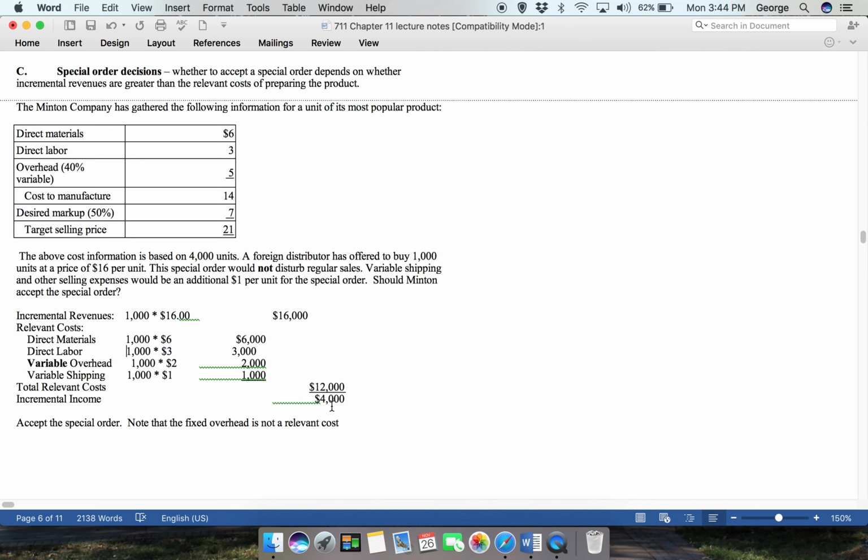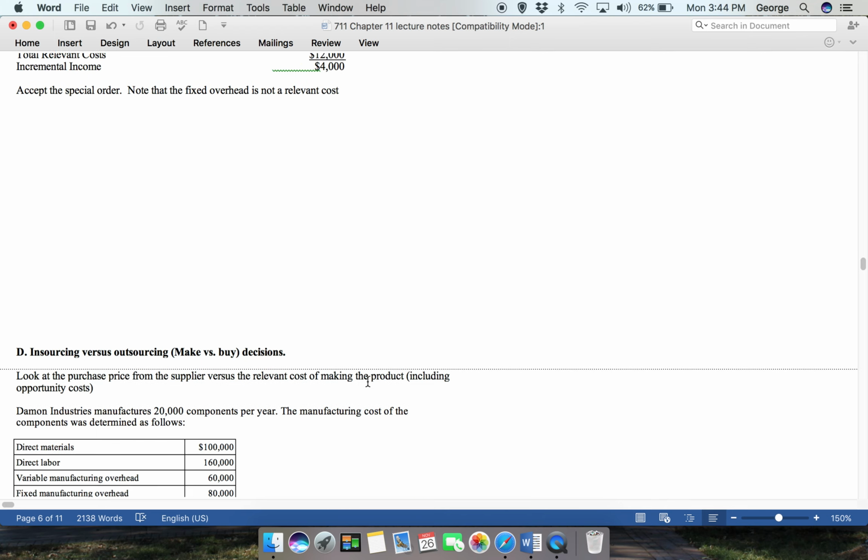Now that's not to say I couldn't have a fixed cost in a situation that could be relevant. It could be I have to hire another supervisor. So that would be a fixed cost. But in this case, we don't. All the costs are variable. But we're going to go ahead and do this because I've got an incremental income of $4,000. Now this price is lower than the normal price that I use, and I probably wouldn't want to use that price for all my units. But for a short-term situation, a one-time deal, I'm more than happy to do it to get this extra $4,000.